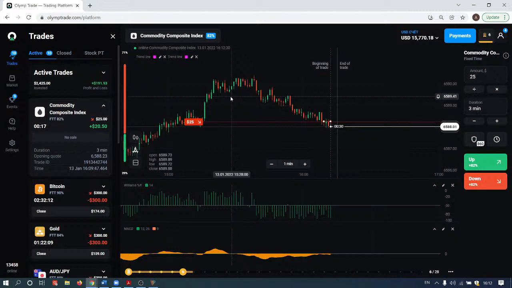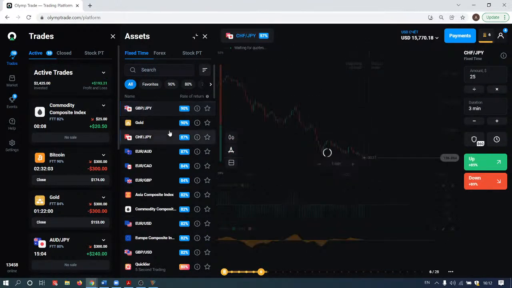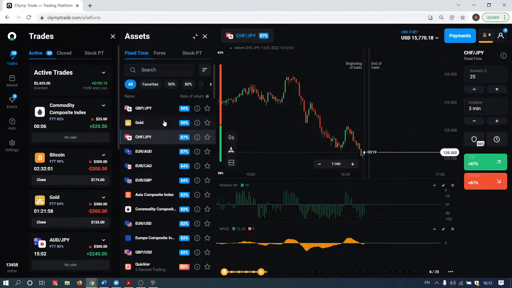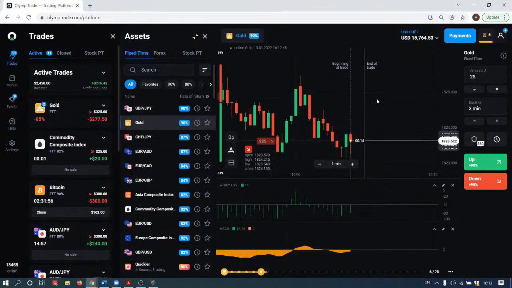So this red line is the signal line, but in order to explain it, I would have to explain in so much detail about the nature of the MACD indicator. That's a different topic for today.